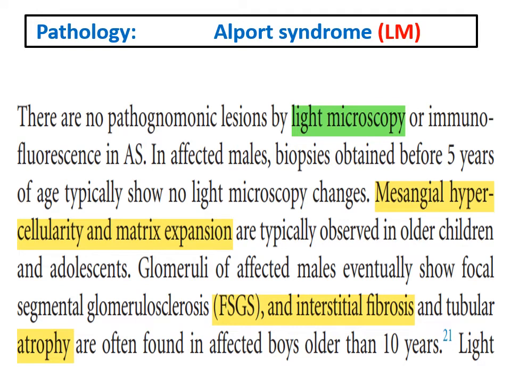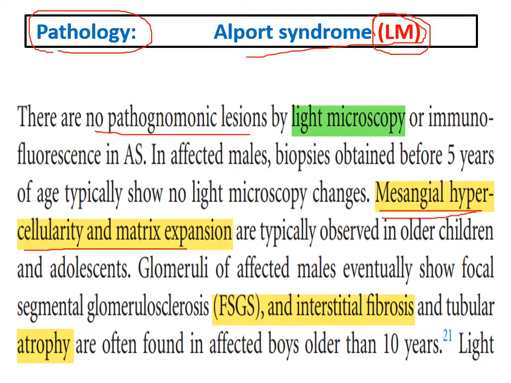What about the pathology? In renal biopsy in Alport syndrome, we start with the light microscopy. Light microscopy is not conclusive, and there are no pathognomonic lesions in patients with Alport syndrome. Usually, light microscopy reveals mesangial hypercellularity and matrix expansion, with some forms of focal segmental glomerulosclerosis and interstitial fibrosis and tubular atrophy. There are no pathognomonic lesions.